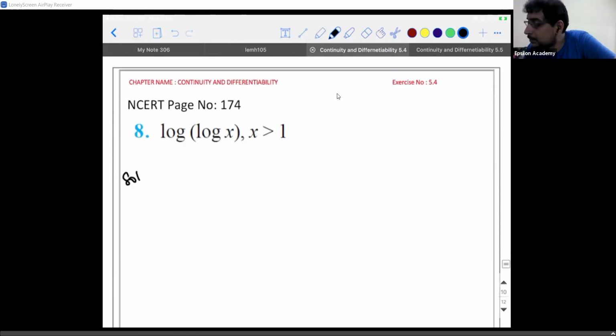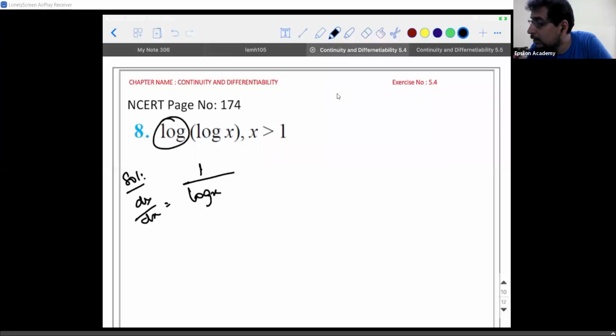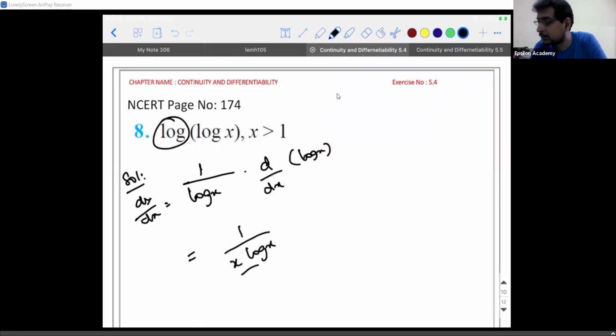Solution next. So y is log of log x, dy by dx is 1 by log x, because the derivative of log is 1 by the function inside, so 1 by log x into d by dx of the function itself, that is log x. So what will be the answer? It will be 1 by x times log x. It's a simple problem. Clear, guys? Yes, sir.